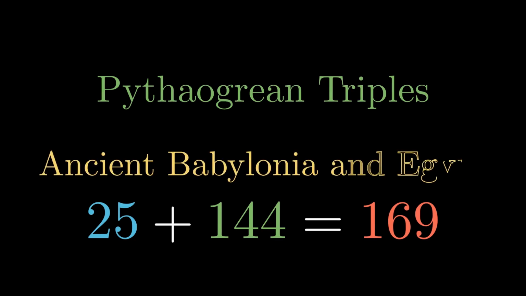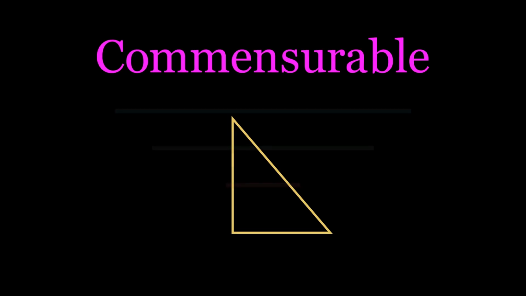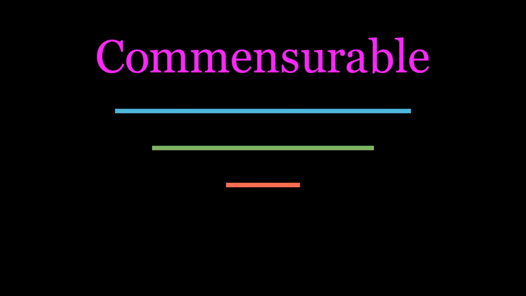In fact, prior to the ancient Greeks, we have ancient Babylonia and even ancient Egypt being aware of the existence of so-called Pythagorean triples. We're now going to look at irrational numbers from a geometric perspective. Commensurable is a word to mean dividing two lengths by a unit equally. This will help us understand what an irrational number is geometrically.